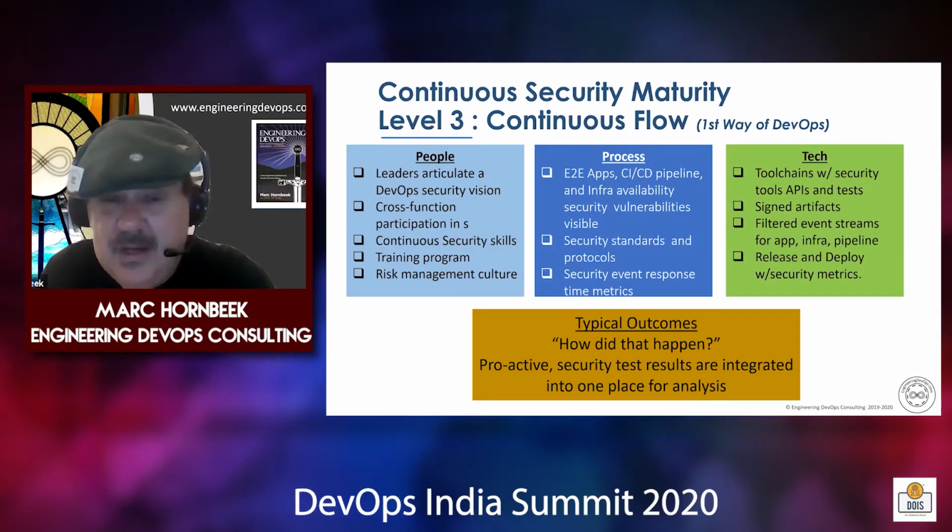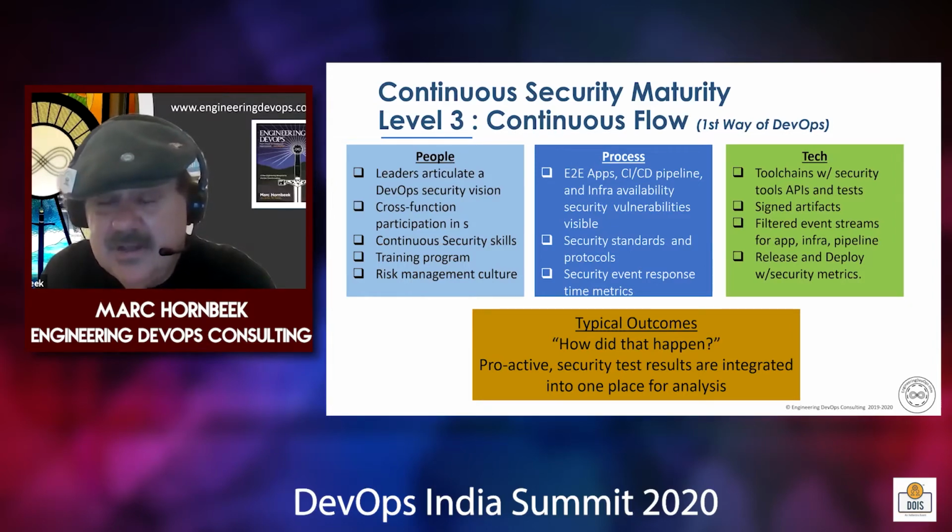Processes are now more end-to-end with CI/CD pipelines and infrastructure availability. Security vulnerabilities are visible. Security standards and protocols are in place, and security event response time metrics are in place. There's a lot more tooling, so across the end-to-end tool chain, security tools are being driven by APIs, and tests are available that are targeted specifically to different security standards that are relevant for the application.